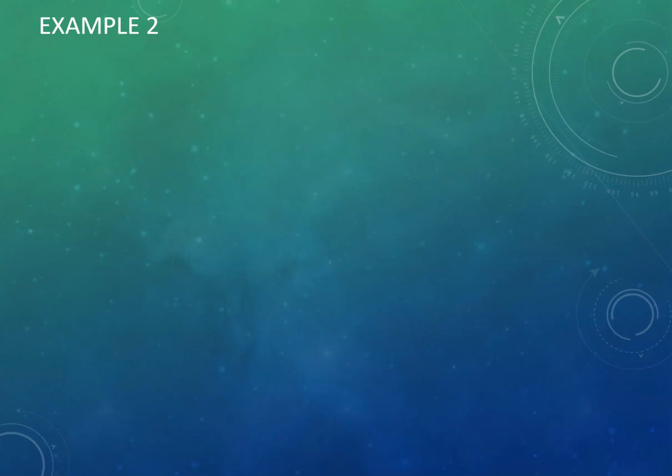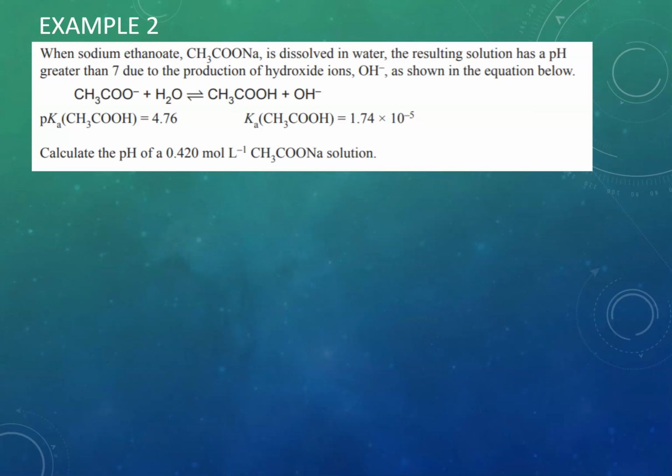Okay, now here's a slightly more complicated one. When sodium ethanoate is dissolved in water, the resulting solution has a pH greater than 7 due to the production of hydroxide ions, as shown in the equation below. And here you've got a pKa and Ka for ethanoic acid. Calculate the pH of a 0.420 mole per litre sodium ethanoate solution.